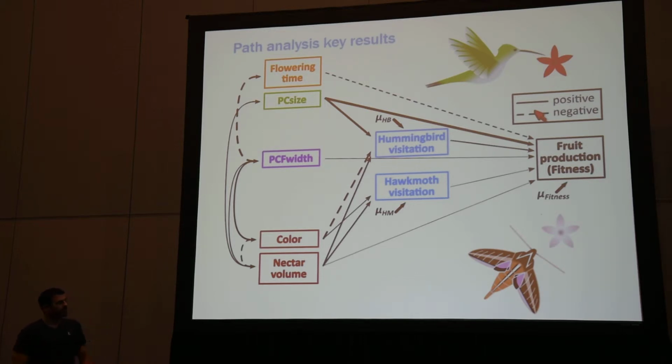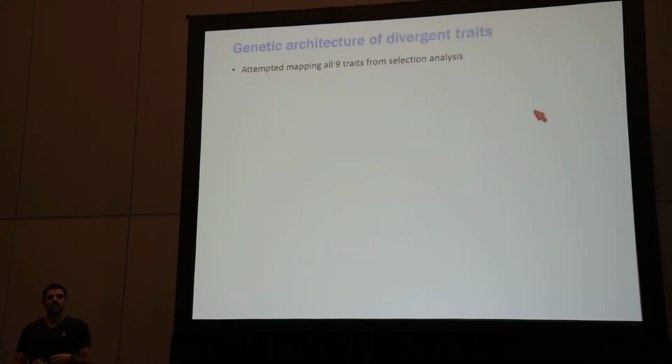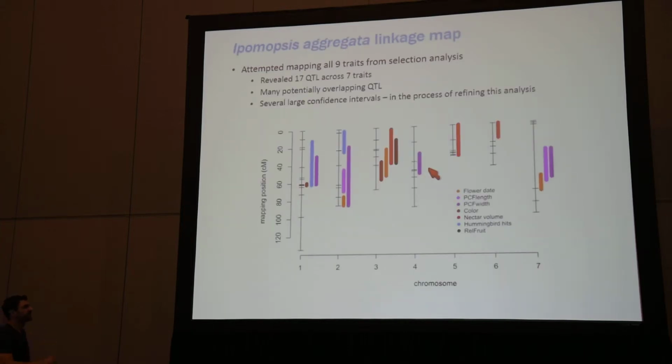Okay, so with that, the next question we really had is, what is the underlying genetic architecture of some of these traits? As I said, I'll be using a QTL mapping approach. So here, I attempted to map all 9, this laser pointer is just running out. So I attempted to map all 9 traits that I presented in the previous analysis. And I'm just going to quickly show you the overall result. I don't want you to get bogged down in the details here.